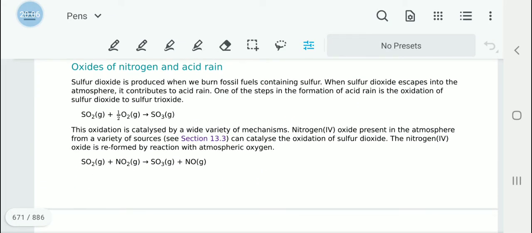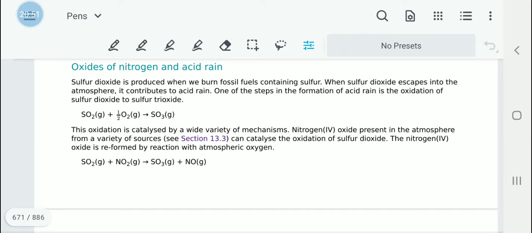Now, oxides of nitrogen and acid rain. You have learnt about acid rain in detail: when oxides of sulfur dissolve in the water, it contributes to acid rain. So sulfur dioxide will be oxidized to produce sulfur trioxide, SO2 gas plus half O2 giving SO3. There is nitrogen dioxide present in the atmosphere, coming from a variety of sources. This can catalyze the oxidation of sulfur dioxide.